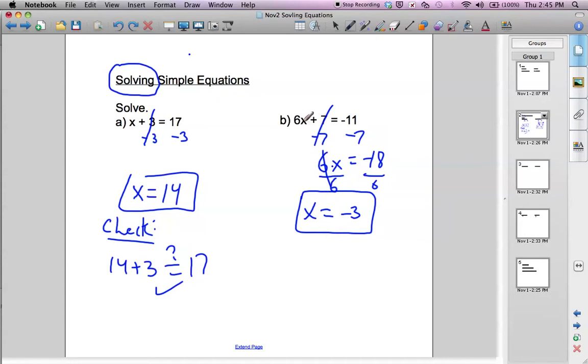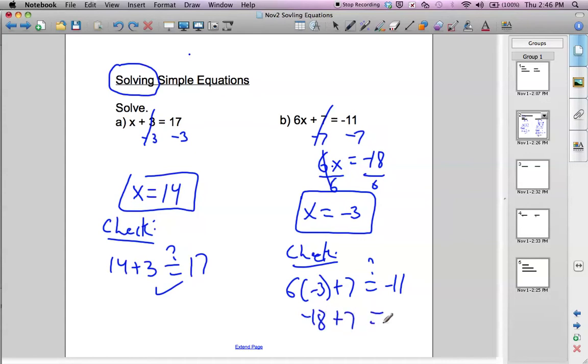Okay, we can check that. Let's do that down here. 6 times negative 3 plus 7, does that equal negative 11? Negative 18 plus 7, yes it does equal negative 11. So that's the correct solution.